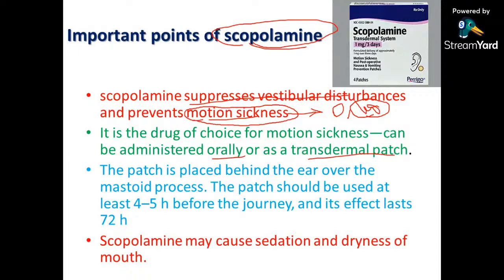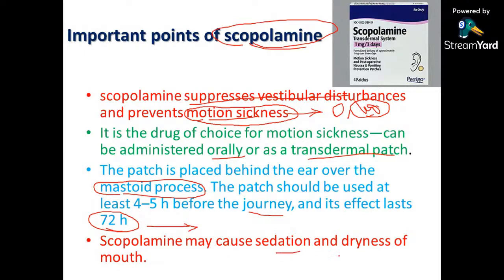Transdermal patches are available, which is usually the patch is placed behind the ear over the mastoid process. This patch should be used at least 4 to 5 hours before the journey, and its effects will last for 72 hours. In long journey cases, if anyone is having motion sickness, scopolamine patches can be used.